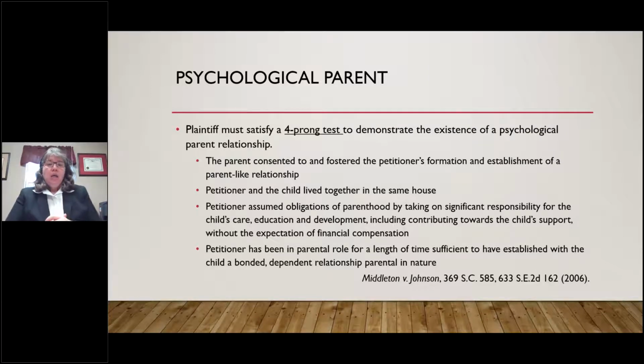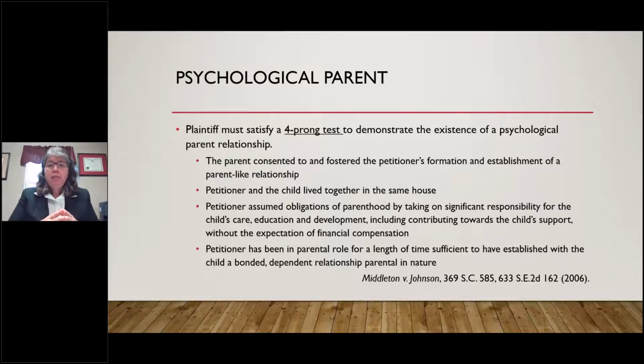So if you were to bring a case saying you were a psychological parent of a child, and a lot of times you see this when the parents have left and now grandma's taking care of the child and has really filled that role as the parent, the parent must have consented to and fostered the formation of the parent-child relationship between the child and this third party. They must have lived together in the same household, the child and the petitioner.